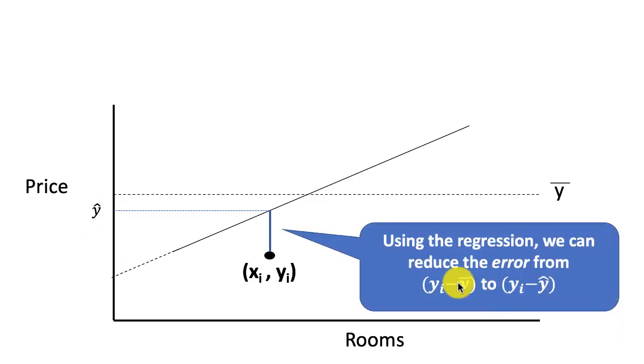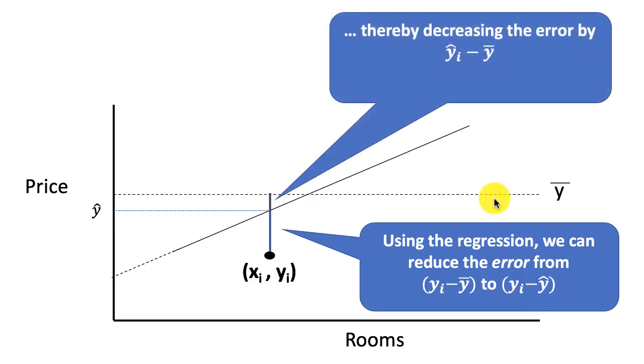So therefore, using the regression, we can reduce the error from yi minus y bar, being the mean, to yi minus yi hat, because yi hat is the prediction for y. Thereby we decrease the error by yi hat minus y bar. That's what this is.